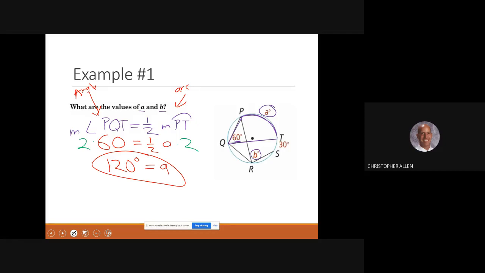Instead of me telling you this over here was 120, and then you would have guessed that to be 60, which you would have, right? I switched it around a little bit. Oh, that was kind of mean, Mr. Allen.